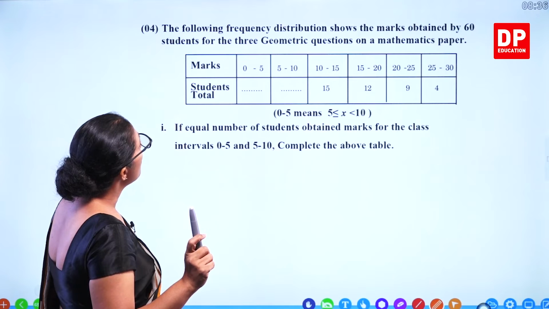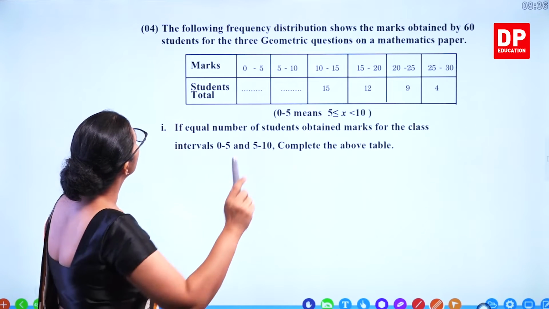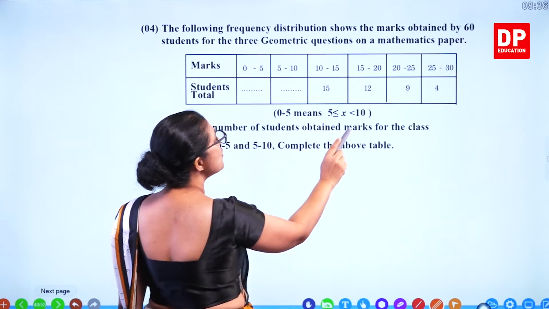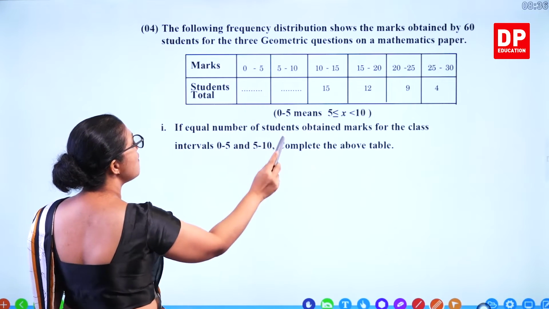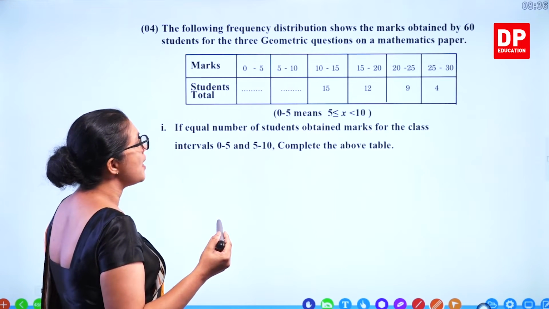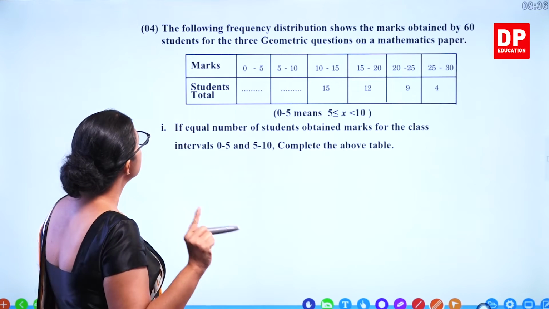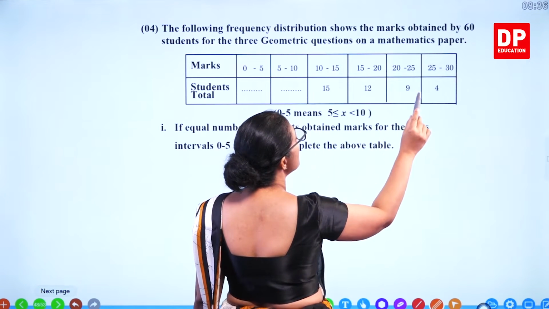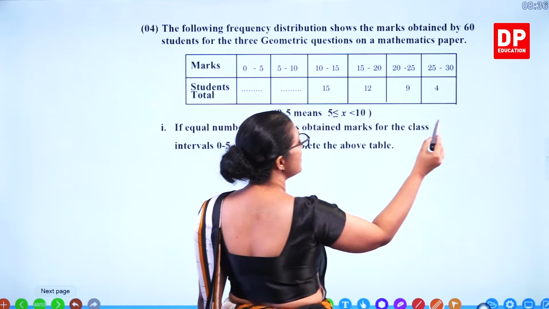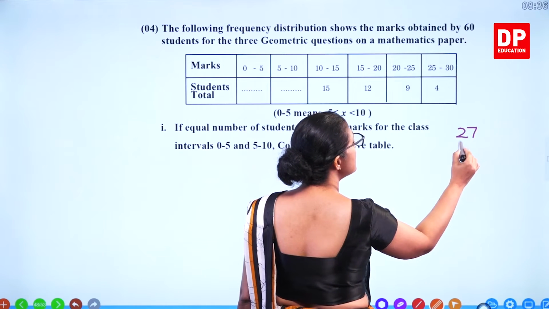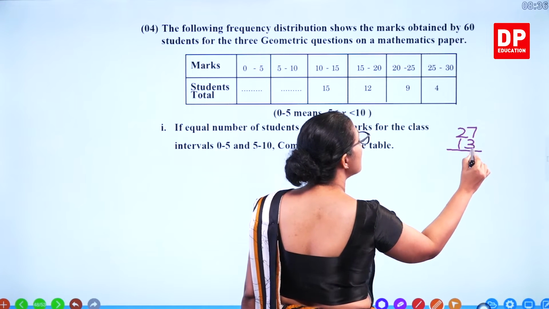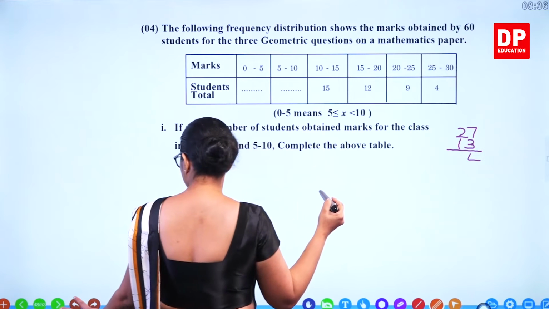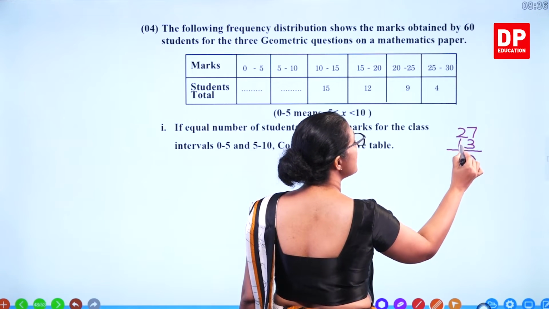So you need to find out these 2 numbers first. If equal number of students obtain marks for the class interval 0 to 5 and 5 to 10, complete the above table. So altogether how many students? 60. We'll add and see how many are here. 15, 12, 27, 27 and 13. What's the number? You are adding. When you are adding, you get 40.